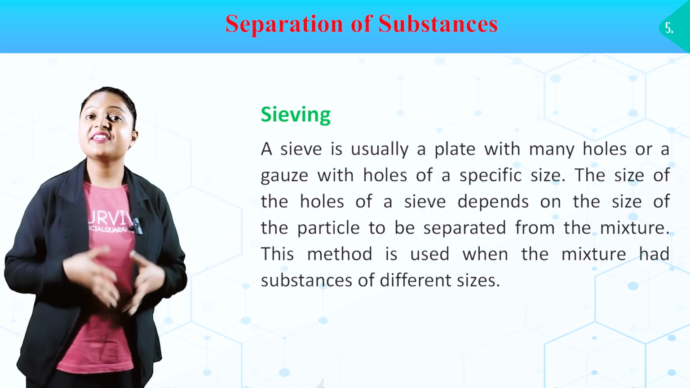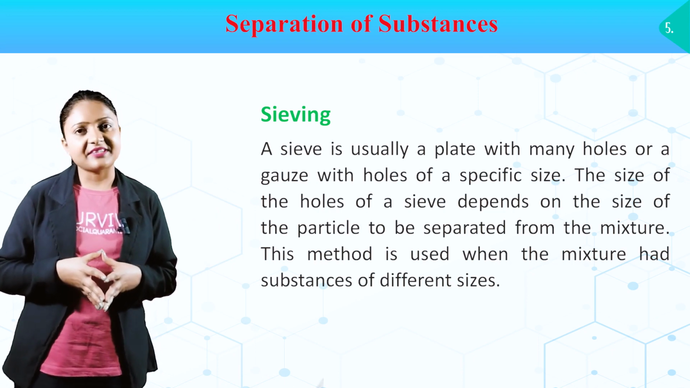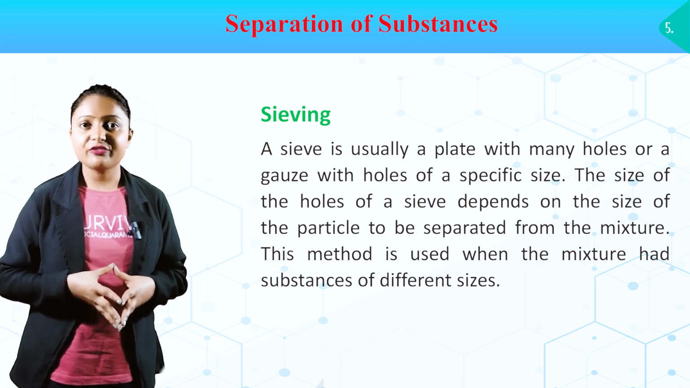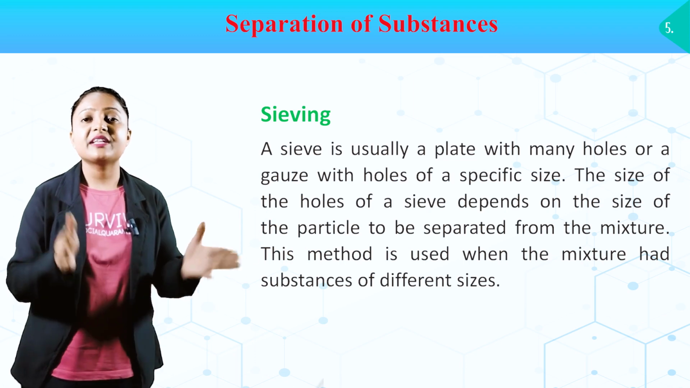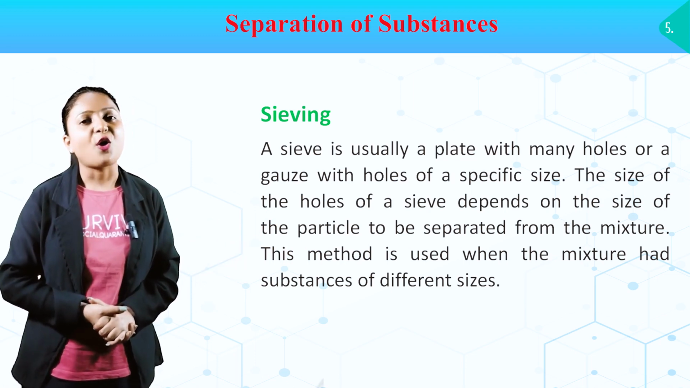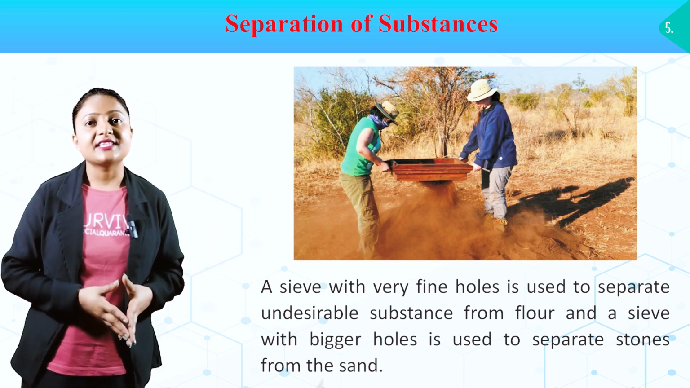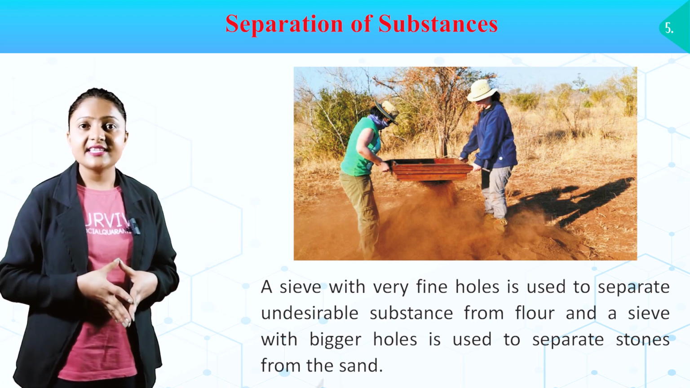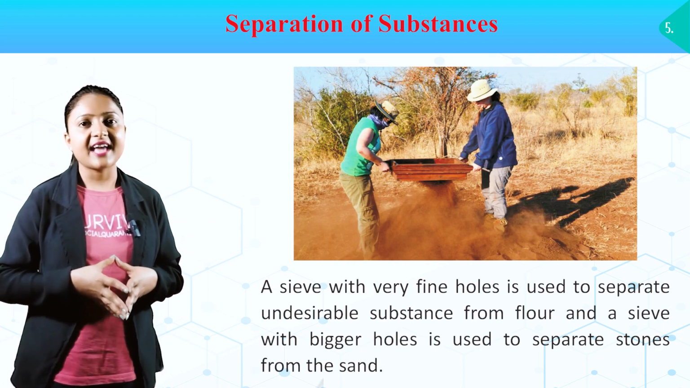Sieving. A sieve is usually a plate with many holes or gauze with holes of a specific size. The size of holes of a sieve depends on the size of the particles to be separated from the mixture. This method is used when the mixture has substances of different sizes. A sieve with very fine holes is used to separate undesirable substances from flour, and a sieve with bigger holes is used to separate stones from the sand.